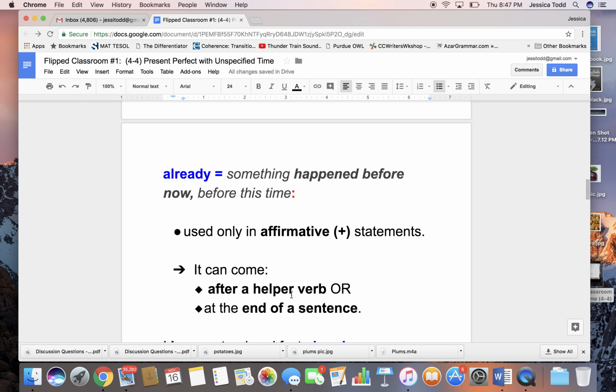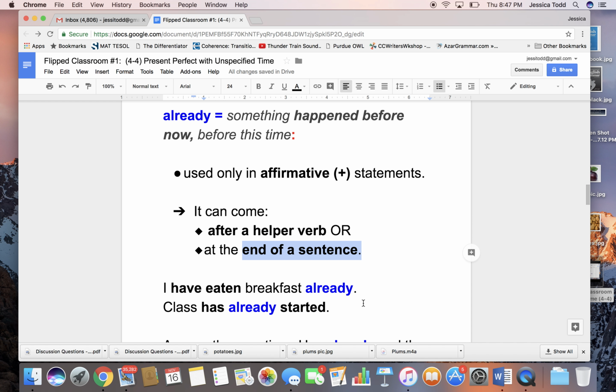Already can come in 2 places in the sentence. Either it can come after the helper verb, or it can come at the end of the sentence. So let's take a look at a couple of ways that it is used like that. The first sentence says, "I have eaten breakfast already." Here already is at the very, very end of the sentence, right? We can also put it after the helper verb though, remember. So we could switch already and put it in the middle after "have," and "have" is the helper verb, okay?